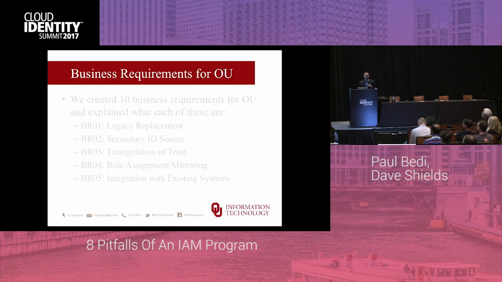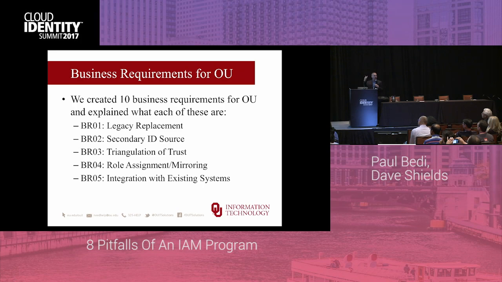So some examples of the business requirements at OU. We created 10, and each of these business requirements had some sub-requirements underneath them. We had to have one that would replace our legacy system. We need to have a secondary identity source, something that would let us do things outside of Active Directory. We had something called triangulation of trust, which I'm going to touch on in a second. And we had some role assignment and mirroring. That was a critical thing. We also need to make sure that we can integrate with existing systems. We had to make sure they all work together.